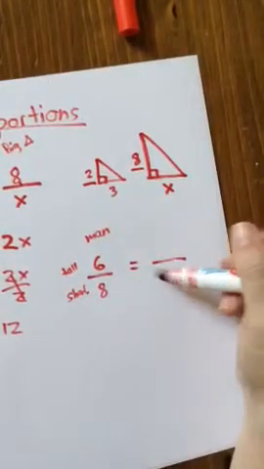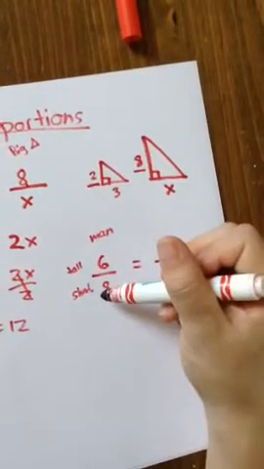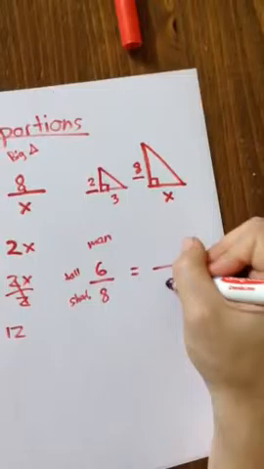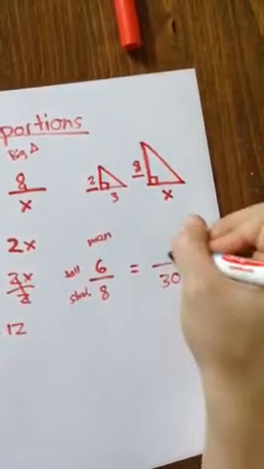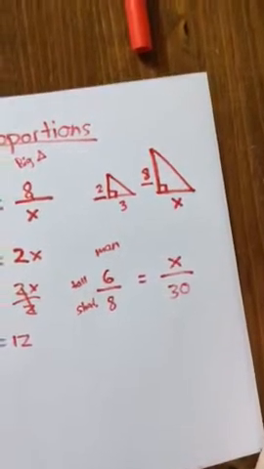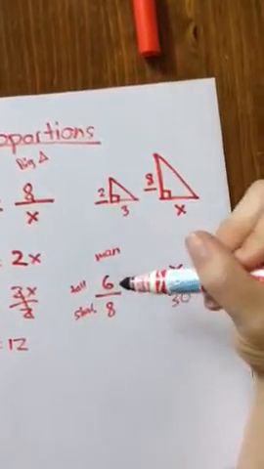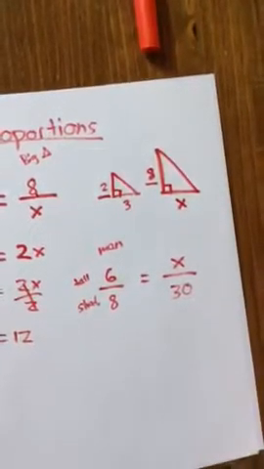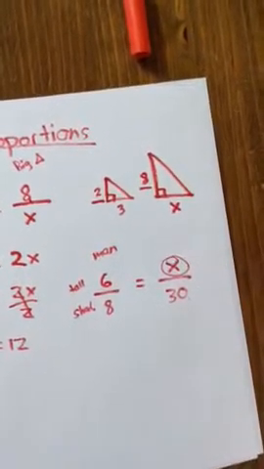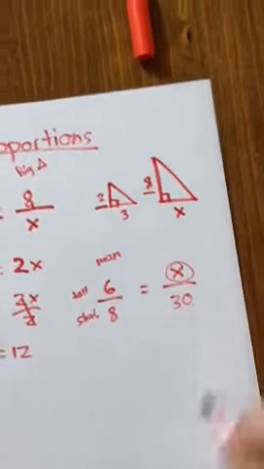So what do I know? The shadow, or the height. I know the shadow, so I'm going to put the 30 down there, and what I want to solve for is that. So then from here, I would do 6 times 30 divided by 8, and that would tell me how tall the tree is.